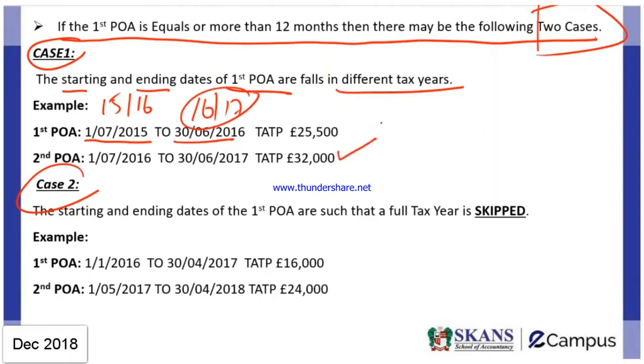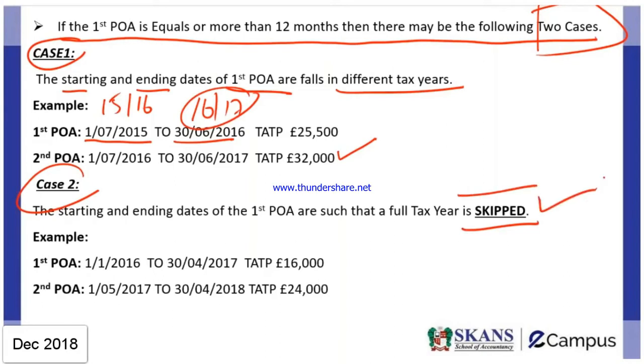And the second period we are not concerned with when we apply the opening year rule. We just see the first period of account, and then similarly the second period of account is as normal. The business decided to prepare accounts to 30th June each year. But if the length of the first period of account is equal to or more than 12 months, then case 2 says that the starting and ending dates of the first period of account are such that a full tax year is skipped. A full tax year is skipped.